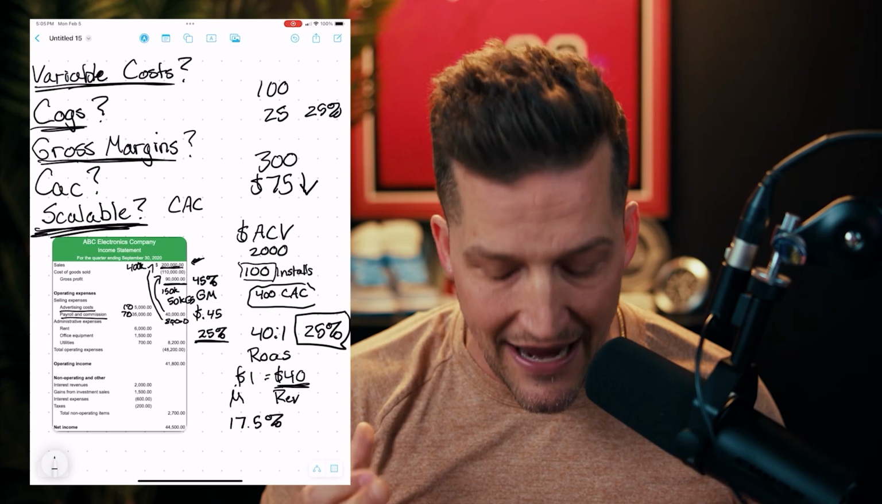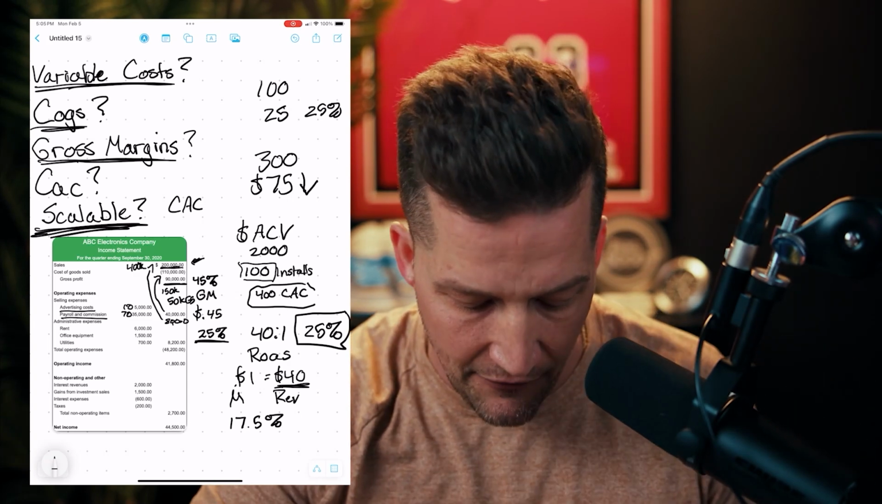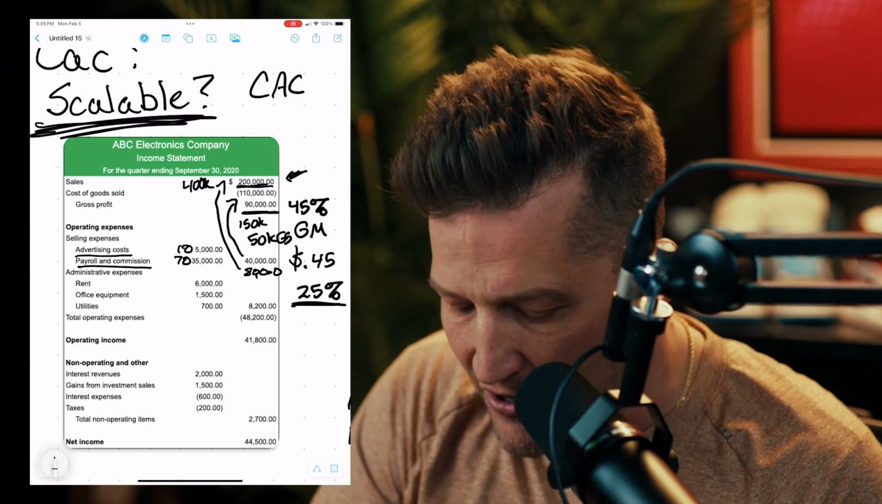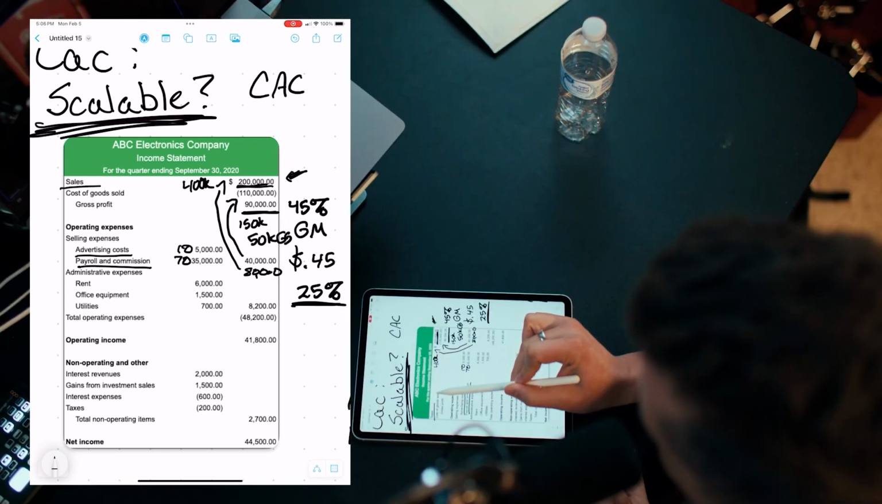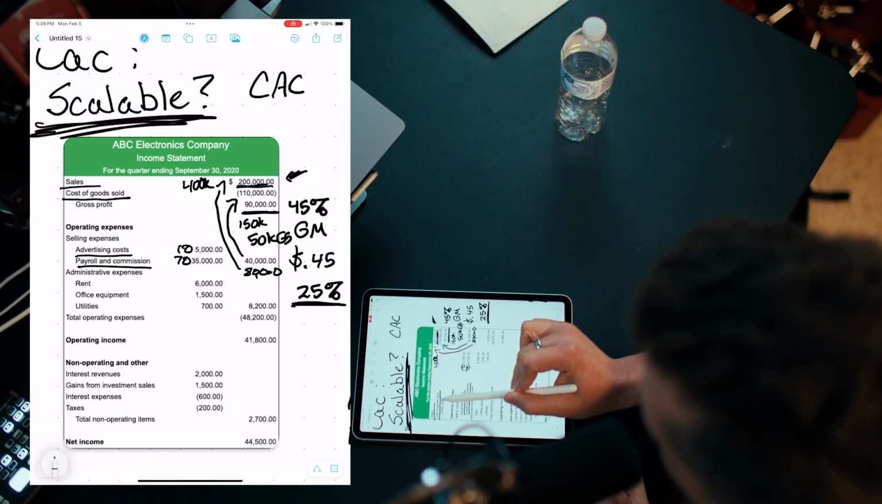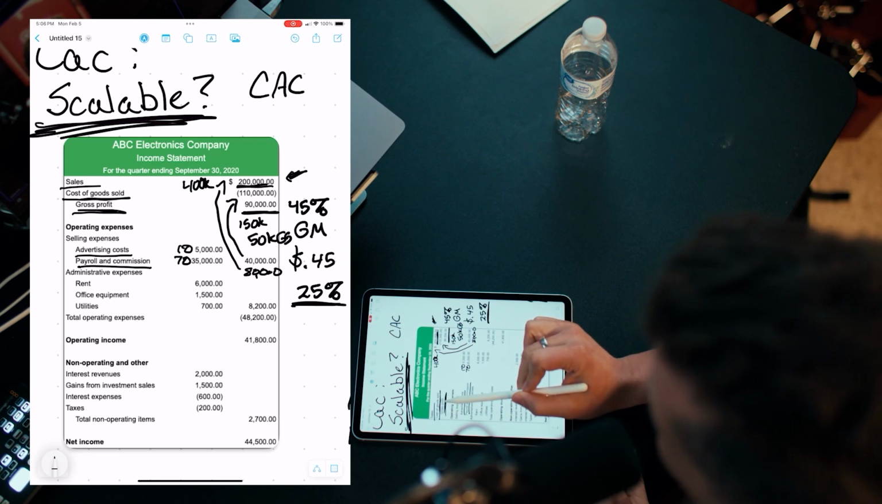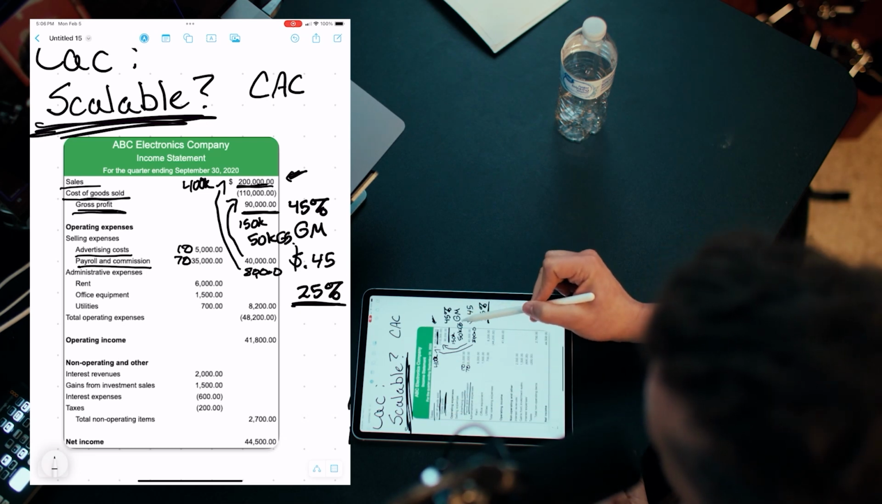Now, what I want you to do right now is, if you have access to your income statement, go and spend the next 5 to 10 minutes better understanding it. What do my sales look like? What is my cost of goods? What is my gross profit and my gross profit margin, my gross margin?